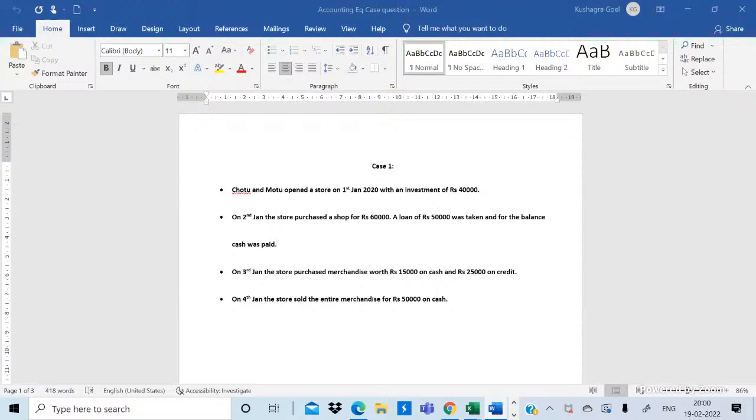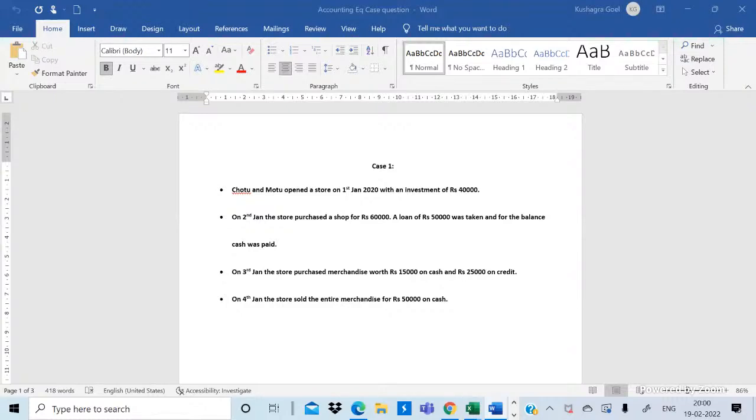Then on 2nd of Jan, what has the company done? The company has purchased a shop for 60,000. And how did it purchase it? They took a loan worth 50,000 and the balance 10,000 was funded from the own cash that the company had. So this happened on 2nd of Jan.